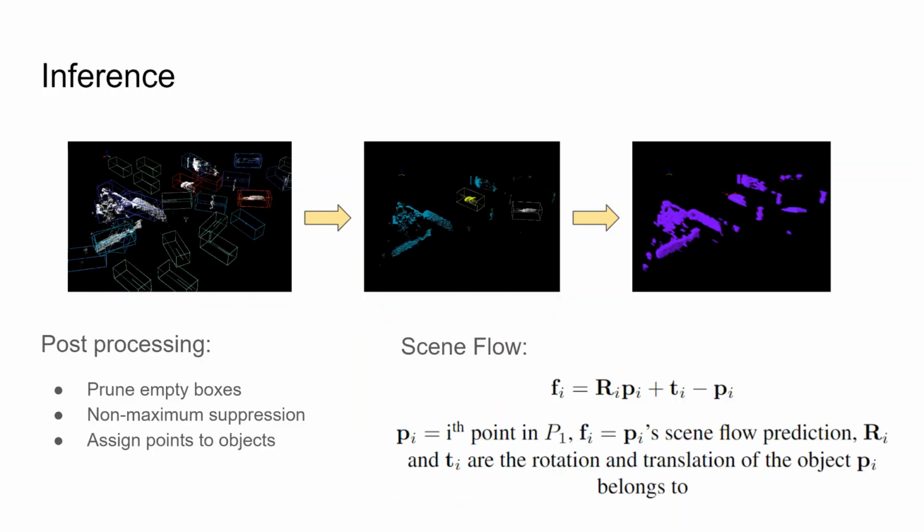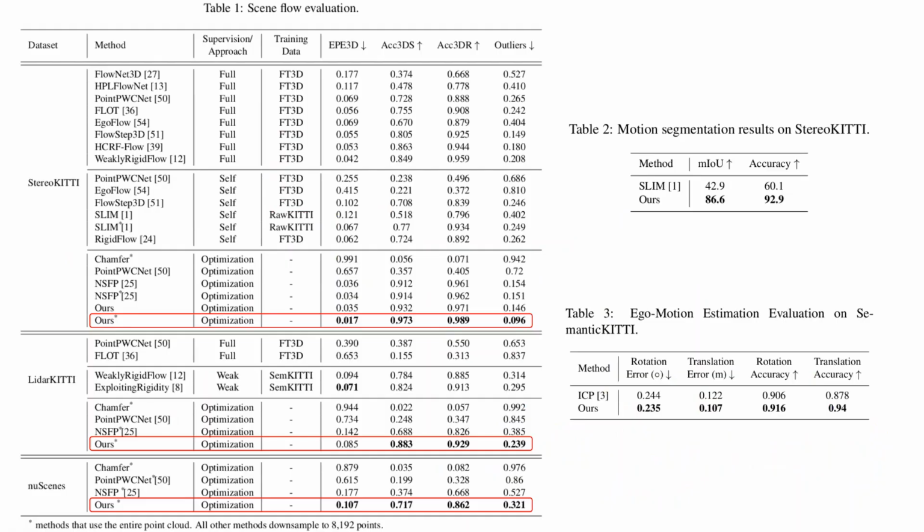To convert our optimized boxes and transforms to pointwise scene flow, we first apply some post-processing by pruning empty boxes, applying non-max suppression, and assigning points to the most confident box therein. Then we compute the flow for each point by transforming it with our box's rigid motion, or the ego motion if they aren't in a box.